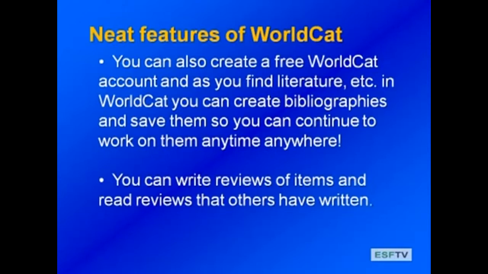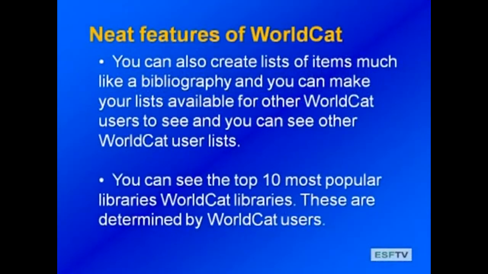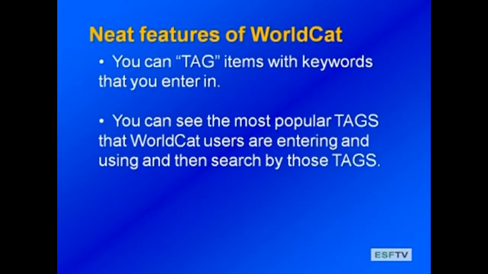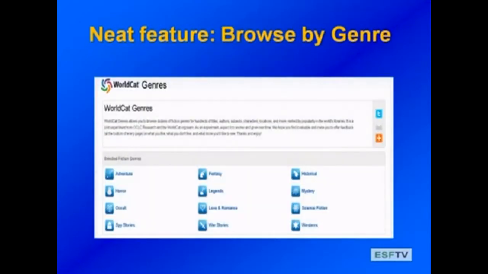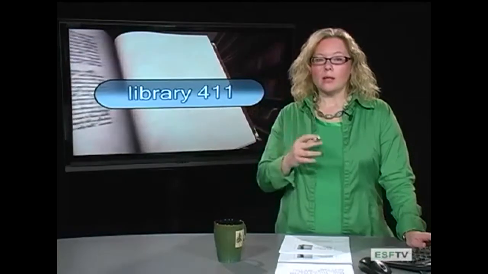There's another neat feature of WorldCat. There's reviews of items, and you can write reviews and you can read other people's reviews. You can also create lists of items, so if you have just a popular list that you're doing, maybe not a formal bibliography, you can do that. You can see the popular libraries that are being searched. You can tag items with keywords, so you can actually put your own keywords into WorldCat, and then you can see what other people are doing for tags. You can also browse WorldCat by genre. Remember, it has 10,000 plus libraries, over 1.5 billion items, so that's a lot to browse. So you could go in and you can just browse by a particular subject or genre, maybe historical information, maybe a particular subject that I'm looking for.